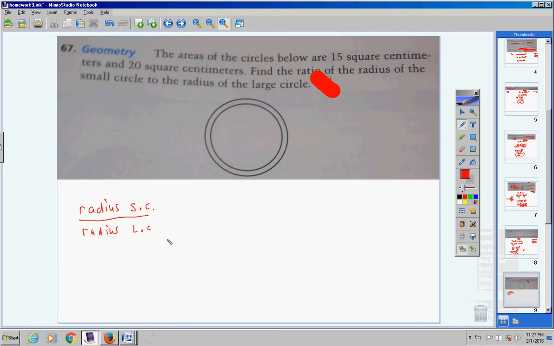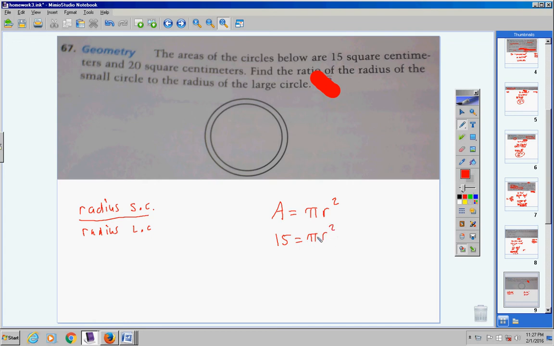So it looks like to me, guys, we've got to find the radius of each circle. So let's start with the smaller circle first. They're giving us the area of the circle. The smaller circle is 15. I know it's smaller because this area is smaller than this area. So the area formula is pi r squared. The area of my smaller circle is 15, so 15 equals pi r squared.